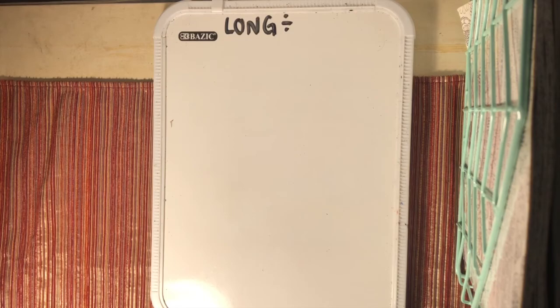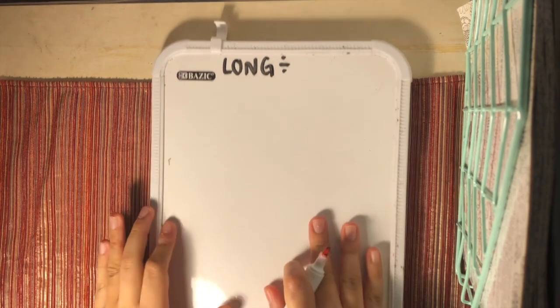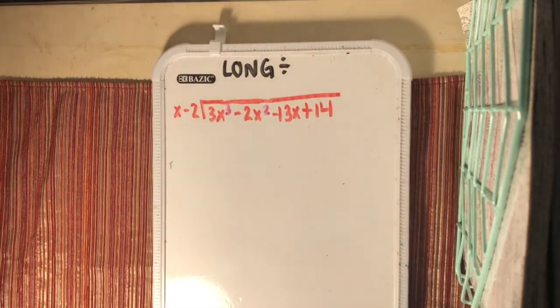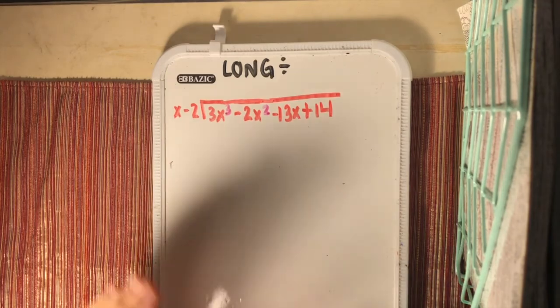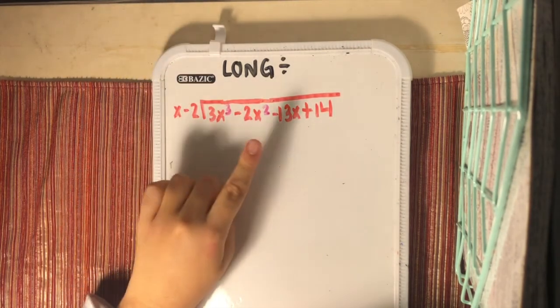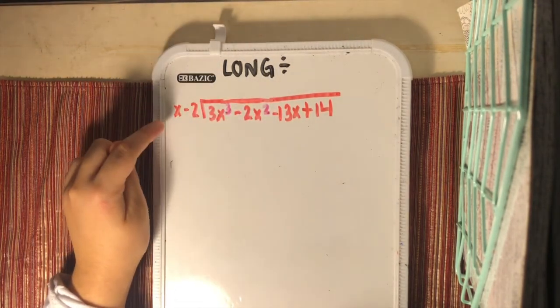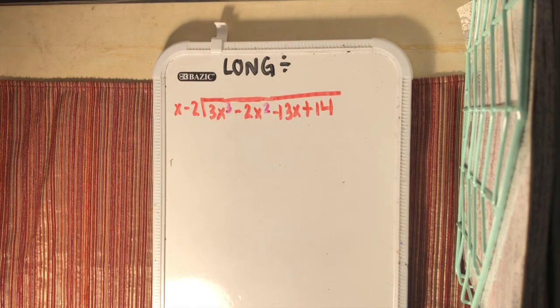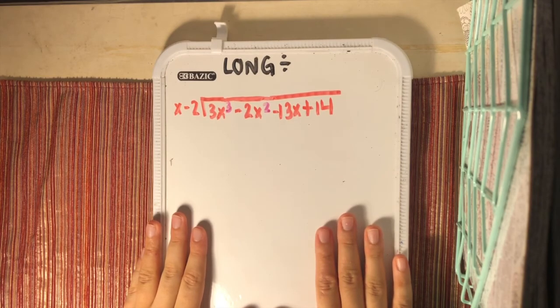So according to what I just explained, we're going to rewrite the equation that we had in the format with the long division sign. So we have our divisor on the outside and the dividend on the inside. In other words, the denominator out here and the numerator inside. So now we're going to go ahead and start dividing this.